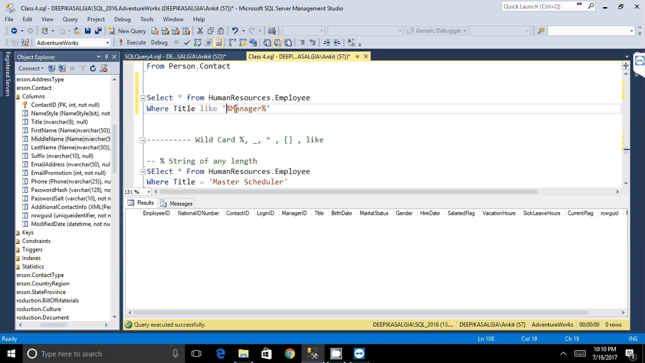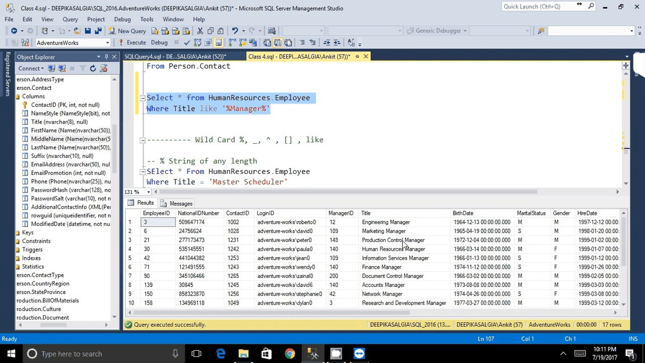So when you put the percent, it doesn't mean that they have to have something at the start. No. Even if there is nothing, that's fine. If you put percent at the end, it doesn't mean that they have to have anything at the end. It's just that if there is anything, consider that as a string. That's it. So percent could be nothing as well. It's not necessary that they have to have anything. Does it make sense? So this will give me the titles that start with manager, the titles that end with manager, and the titles that contain manager somewhere in between. All right. Is it clear?